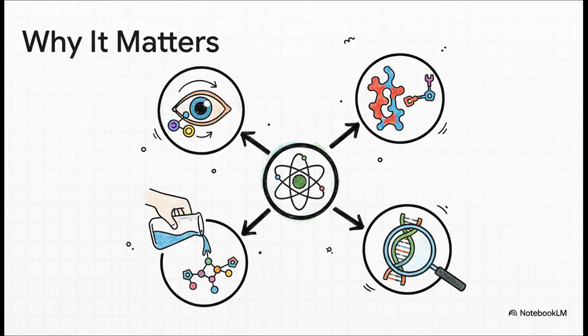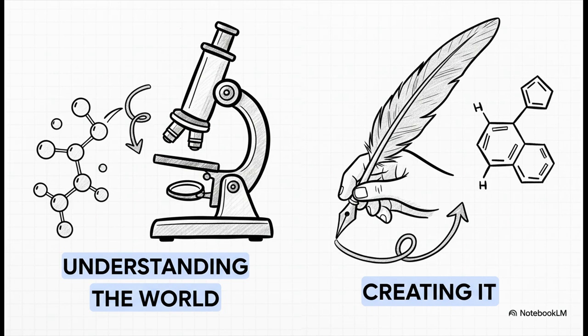So why does this one little symbol matter so much? Because by following those arrows, we can finally explain exactly how that retinal molecule in your eye changes shape to let you see. We can trace the path of a medicine as it interacts with your body. We can decode life itself. And what's maybe most exciting, we can start writing our own molecular stories by designing brand new molecules that have never existed before.